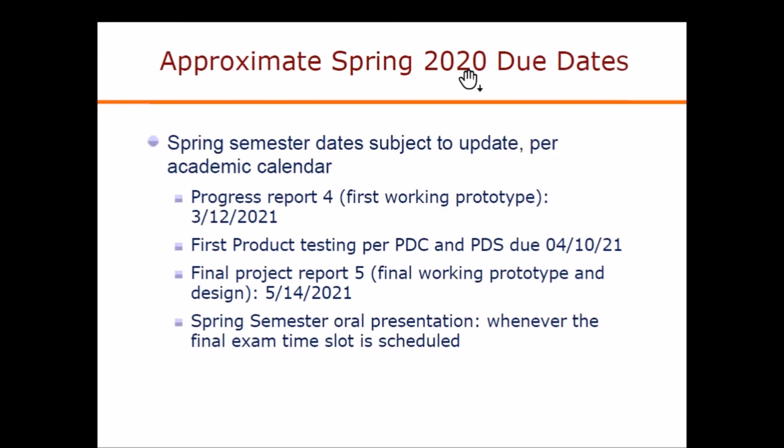In the spring semester, our due dates are going to be subject to change based on the academic calendar and whether or not the university is open in light of the coronavirus. But tentatively, in the middle of March, you're going to be submitting your first progress report, where you're going to be showing your first working prototype or the beginnings of your working prototype. About a month later, you're going to show your first product testing. This is like, okay, my prototype's super done. Look at this. That's another benchmark along the way.